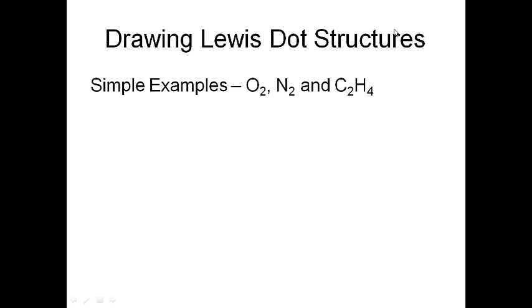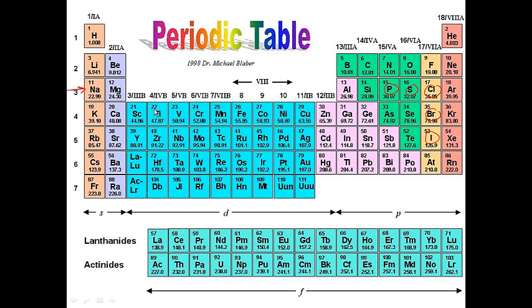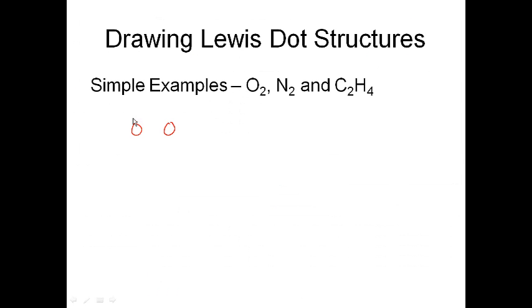Okay. So the simple examples would be, how do you write the Lewis dot structure for something as simple as O2? I would take my 2 oxygens. I would go back to my periodic table. Oxygen is a group 6 element. That means it has 6 valence electrons. And so I would place 1, 2, 3, 4, 5, and 6 valence electrons around the oxygen. Over here I do the same thing: 1, 2, 3, 4, 5, and 6.